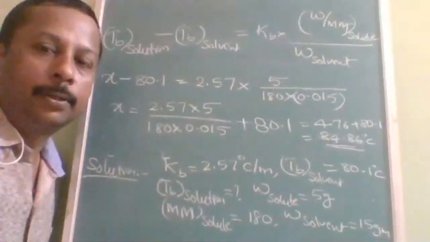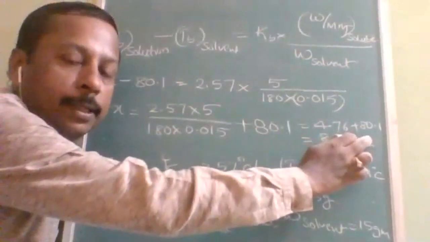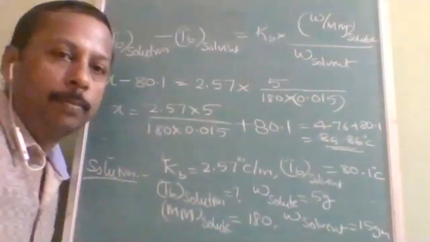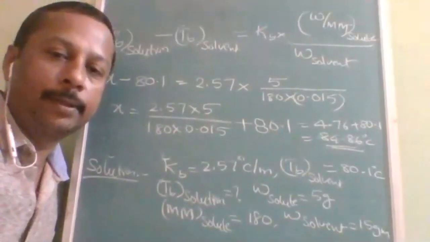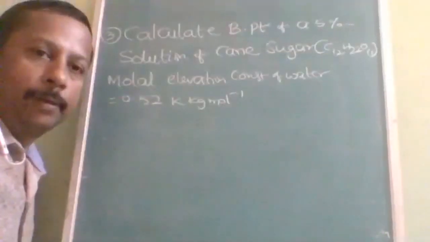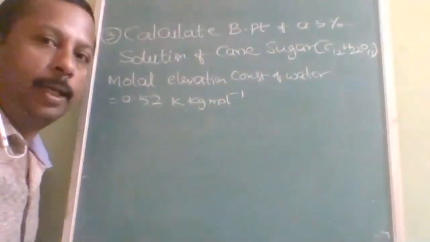Okay, on simplifying I am getting 4.76, and this is 80.1, so the boiling point of the solution is 84.86. Okay, we are into the next model numerical on the elevation in boiling point.